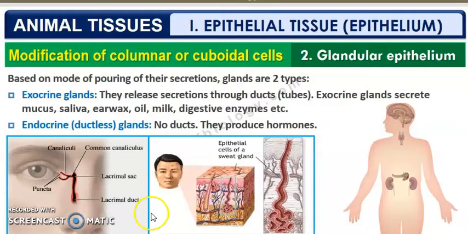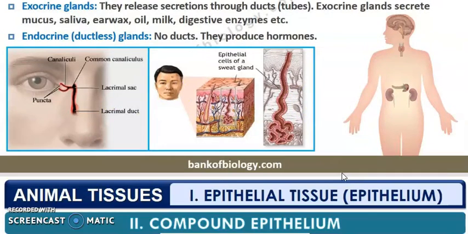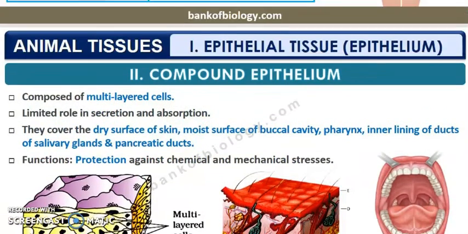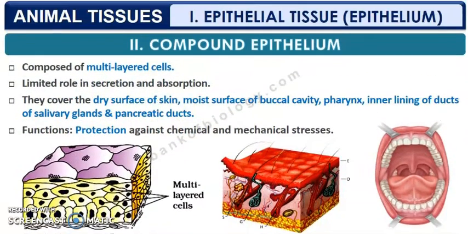I hope you are clear with the part we learned in the last class. So today let us start with the next part, children, which is the compound epithelium. We learned about the simple epithelium and the different types of simple epithelium, right? Now we will start with the compound epithelium.